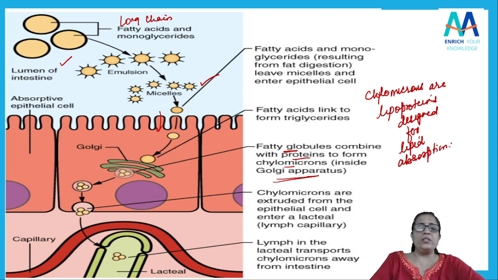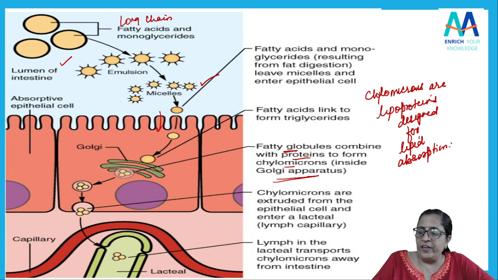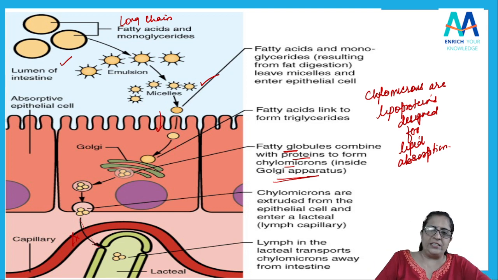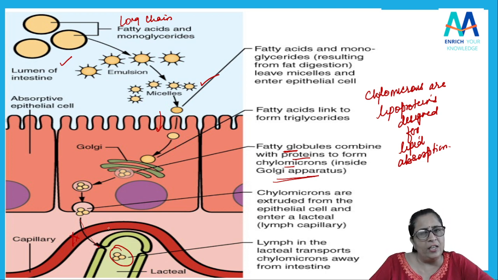So these fatty globules will combine with a protein and form a chylomicron. अब ये chylomicron क्या होगा? They will be released out at the basolateral surface by exocytosis. Exocytosis से बाहर निकल जाएंगे from this cell. When they go out, you can see वो blood capillary में नहीं गए, but they will enter the lymphatic capillary or lacteals. We know the lacteals are also present in the center of the villi, है ना? तो lacteals में enter हो जाएंगे. They will not enter the blood capillary.